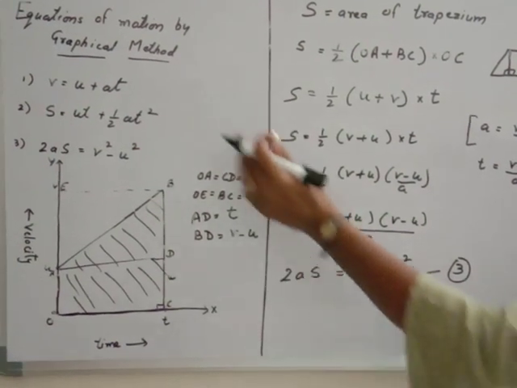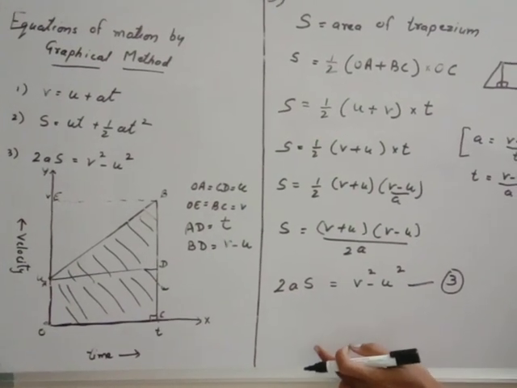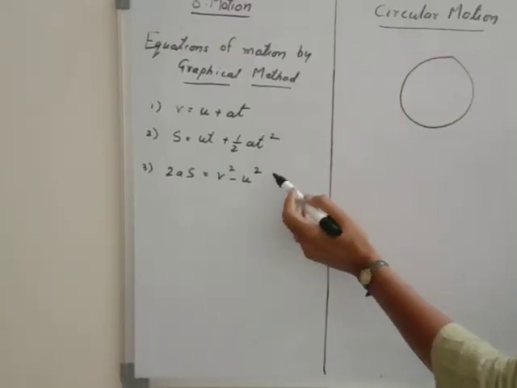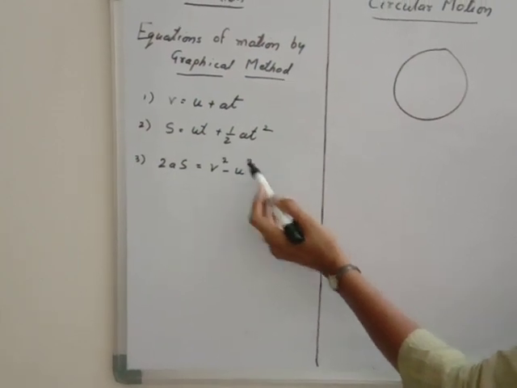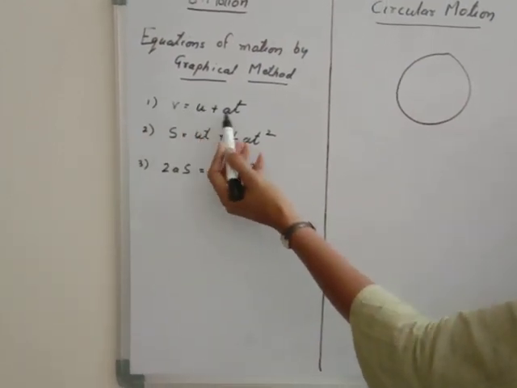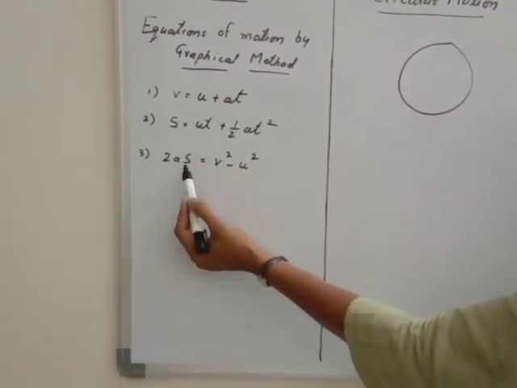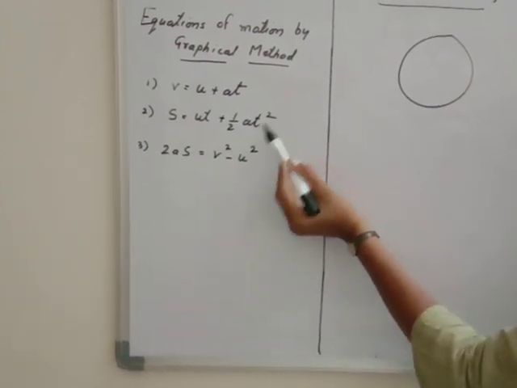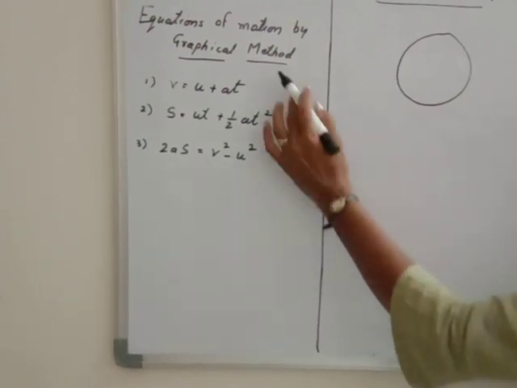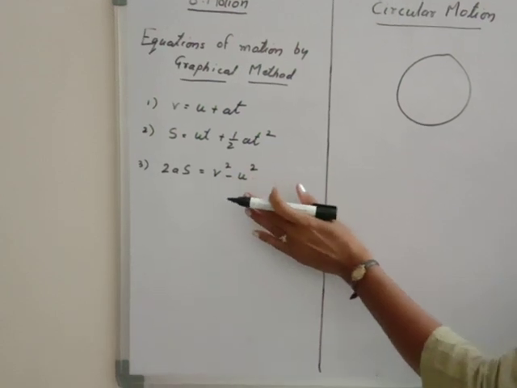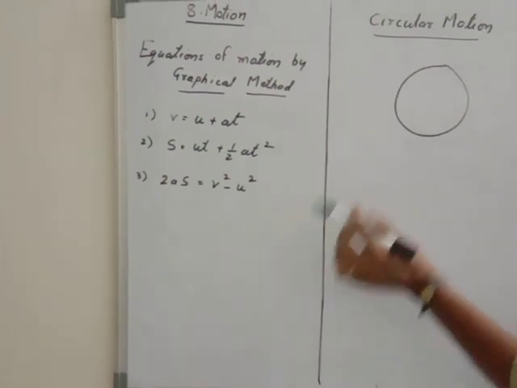So in this way we derived the three equations of motion using graph. Now we will talk about circular motion. These three equations are used for solving numerical problems related to the motion topic. For example, if V is given, U is given, T is also given and you are told to find A, then we use this formula. If you are told to find the distance and T is given, then I will use this formula. And if T is not given, V is given, then I will use this formula. So according to the question, we will use any one of them for finding the answers, doing the numerical problems of the motion chapter.